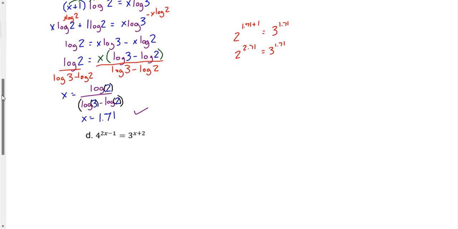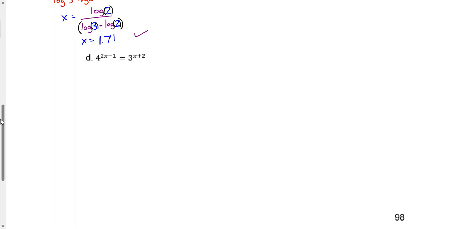Now the most complex one, we just have to be really careful when we're plugging into our calculator. There's nothing to get rid of, but we can take the logarithm of both sides. 4 to the power of 2x minus 1 equals 3 to the power of x plus 2.